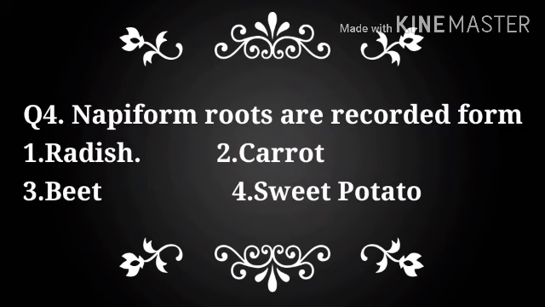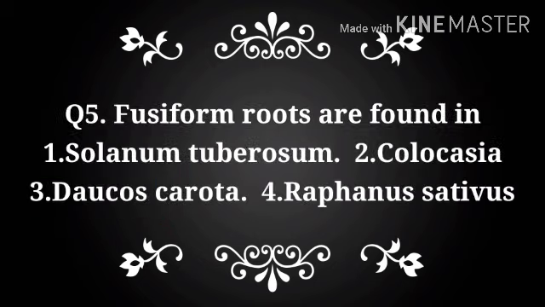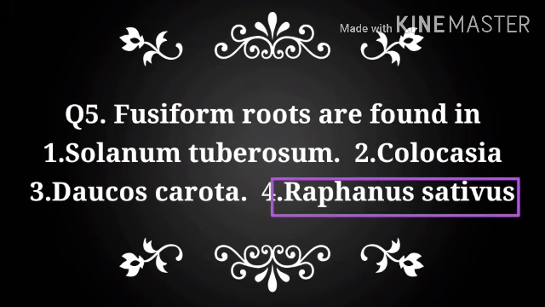Question number 4. Napiform roots are recorded from option number 1 radish, number 2 carrot, number 3 beet, number 4 sweet potato, and here the answer is number 3, that is the beet. Question number 5. Fusiform roots are found in option number 1 Solanum tuberosum, number 2 Colocasia, number 3 Daucus carota, and number 4 Raphanus sativus. Here the answer is Raphanus sativus.